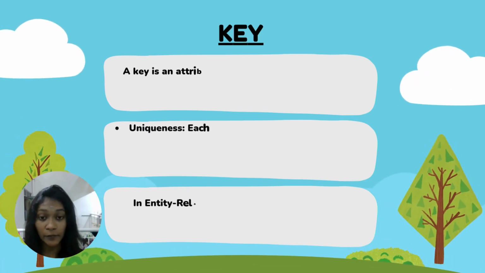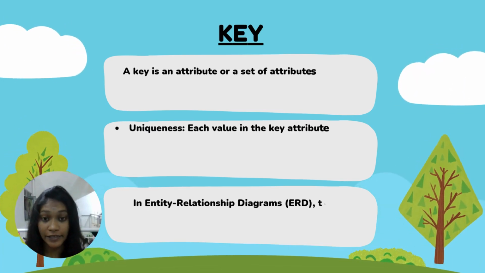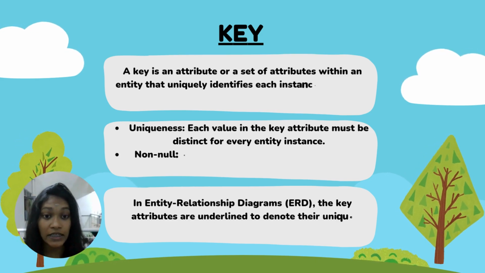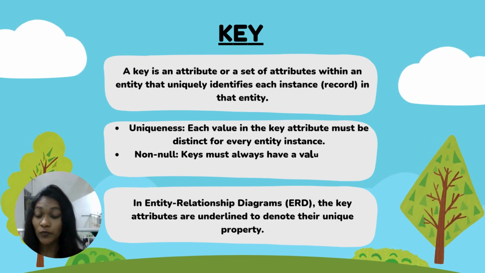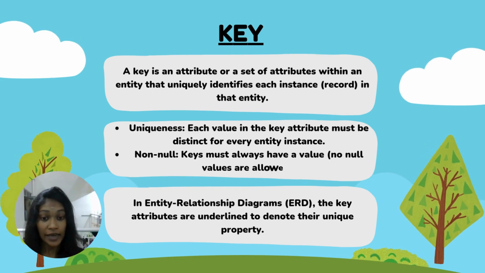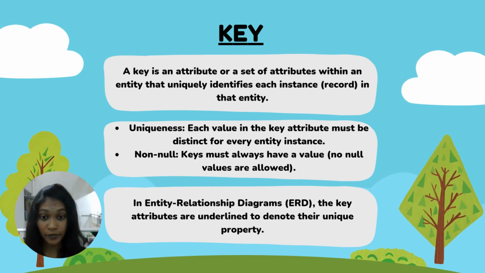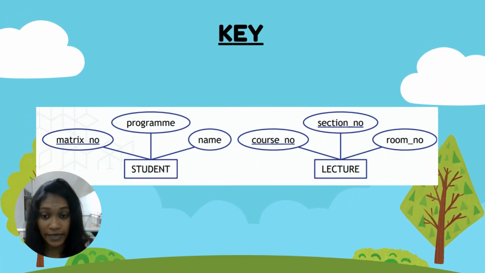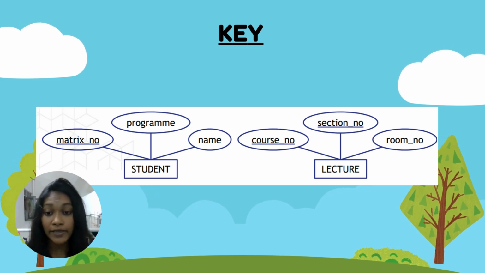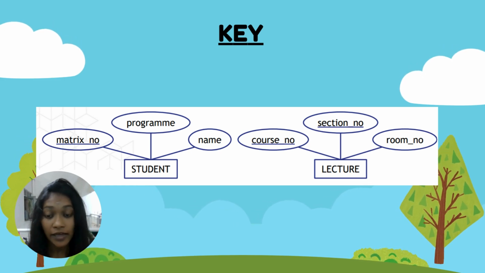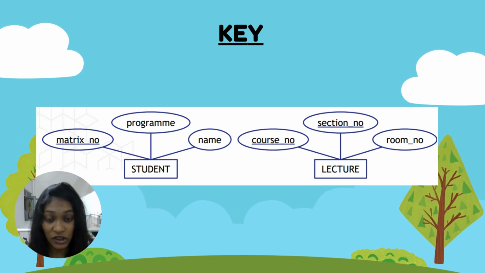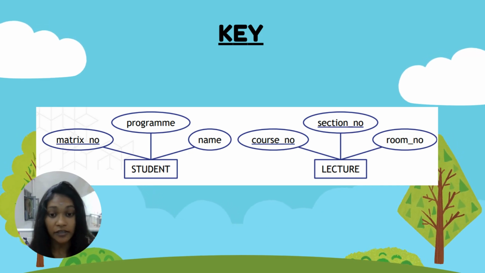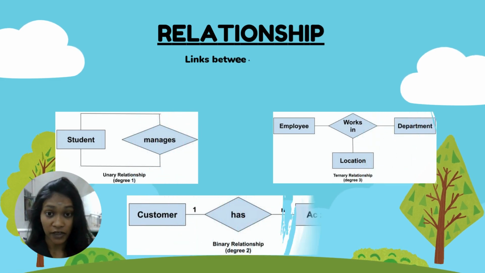So, a key is very important in an ERD diagram. A key is an attribute or a set of attributes within an entity that uniquely identifies each instance in that entity. It should be unique and not null. In an entity relationship diagram, the key attributes are underlined to denote their unique property. If you can see this example, for the student entity, matrix number is the primary key and it is underlined. And for the lecturer entity, the course number and section number are the primary key and it is also underlined.